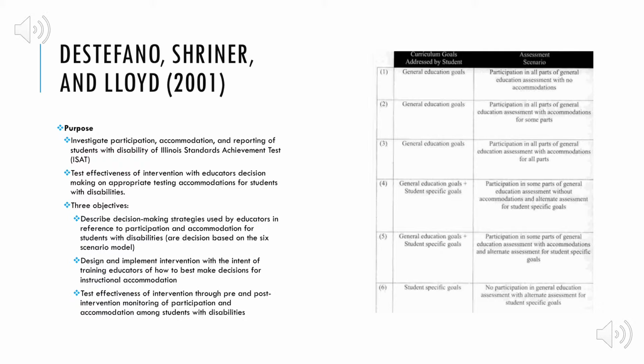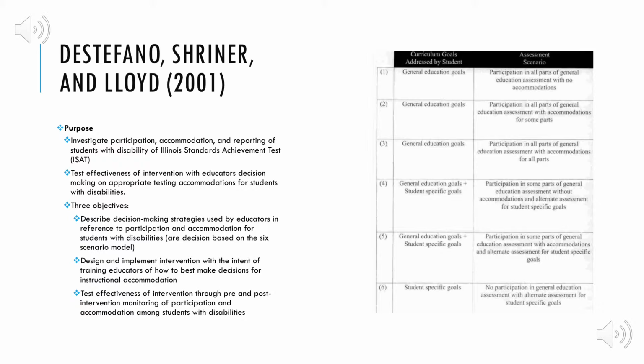The first being general education goals, which shows that participation is included in all parts of general education assessment with no accommodations, and it goes all the way down to student-specific goals, with the scenario being no participation in general education assessment with alternate assessments for student-specific goals.